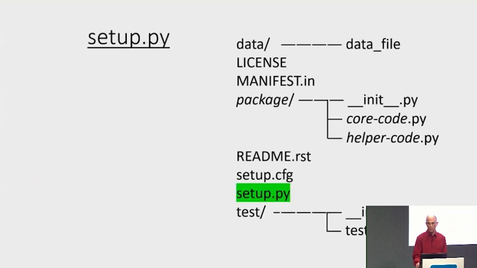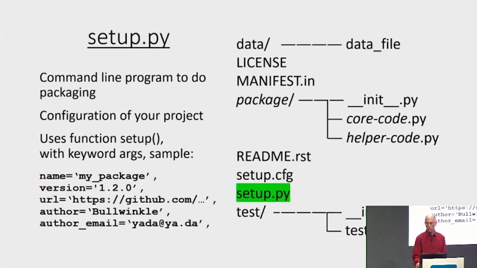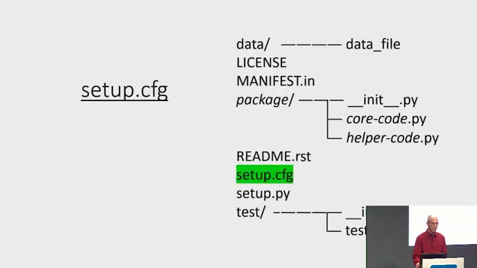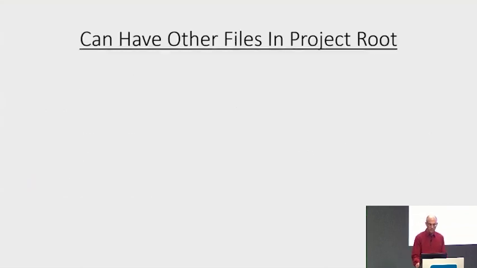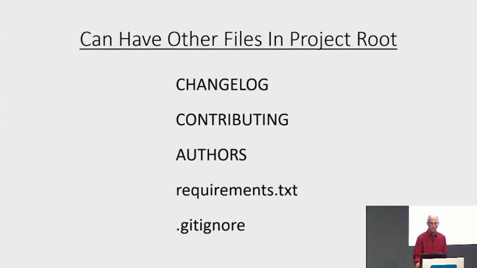There's a setup.py, which we alluded to before, and that is the master command line program that does the packaging for you. It's simple. It contains a call to a function named setup, and it has name value pairs. It gives all the information about the package and includes things like dependencies. And then this file is used by setup.py in doing its work. Now you could have other files in the project root. It's your choice, it's your package. You can put in whatever you want.